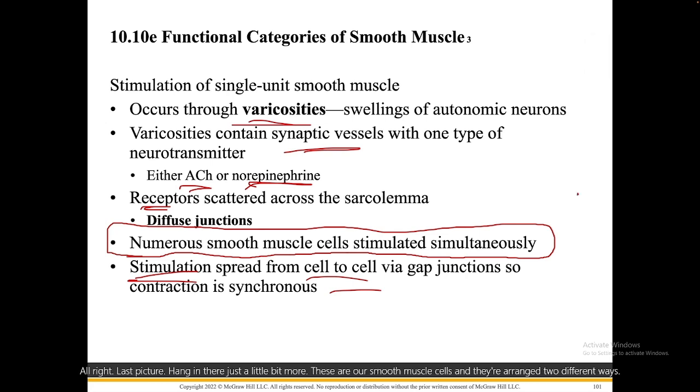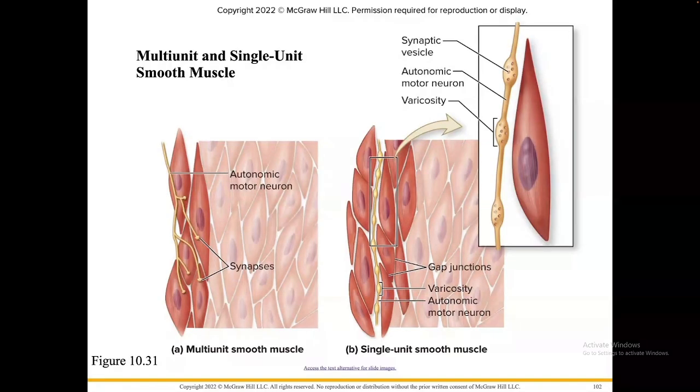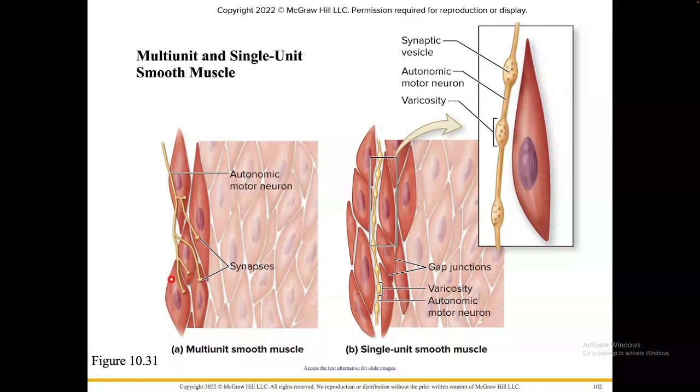All right, last picture, hang in there just a little bit more. These are our smooth muscle cells, and they're arranged two different ways. Here's a multi-unit smooth muscle, one nerve, and when this nerve fires off, all of these places are going to release the neurotransmitter, and all of the cells contract at the same time.